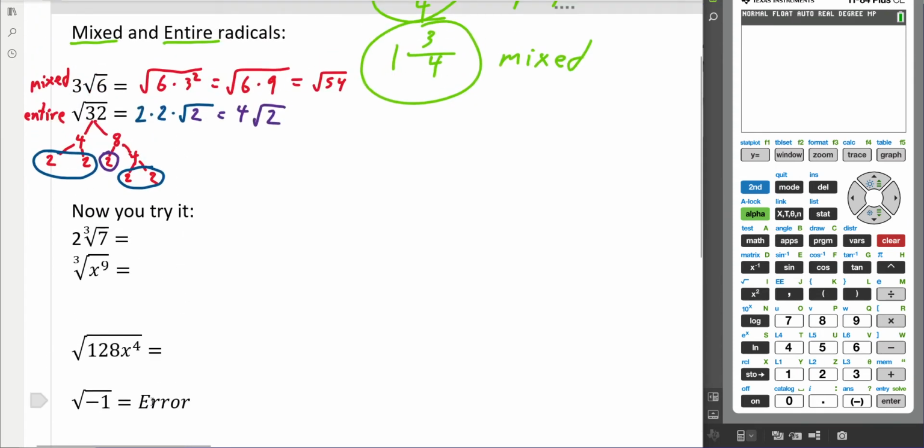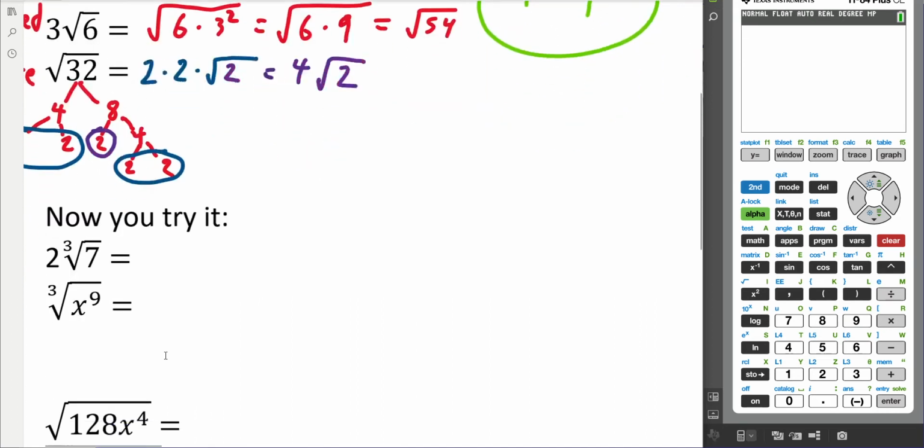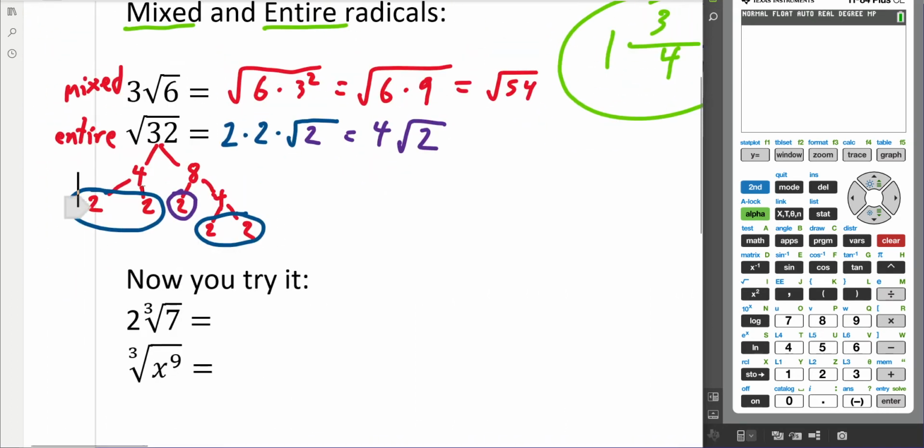Okay, let's take a look at these other questions and see if you can try it. The only thing I've done differently here is instead of having a square root, we have a cube root. So how's that going to change it? Go ahead and try it.